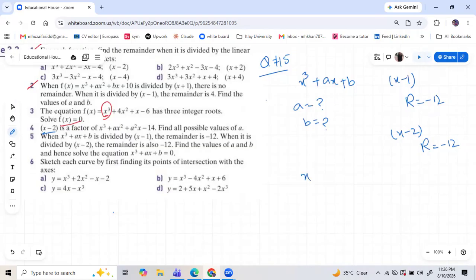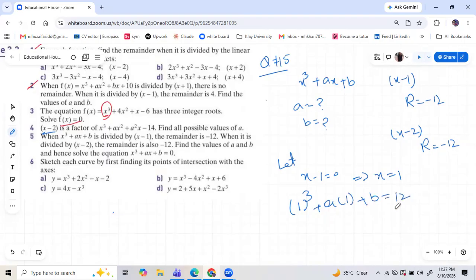X minus 1 is equal to 0. So let x minus 1 is equal to 0. So it gives us x is equal to 1. Now we put it in our equation. This is 1 cubed plus a into 1 plus b is equal to minus 12.